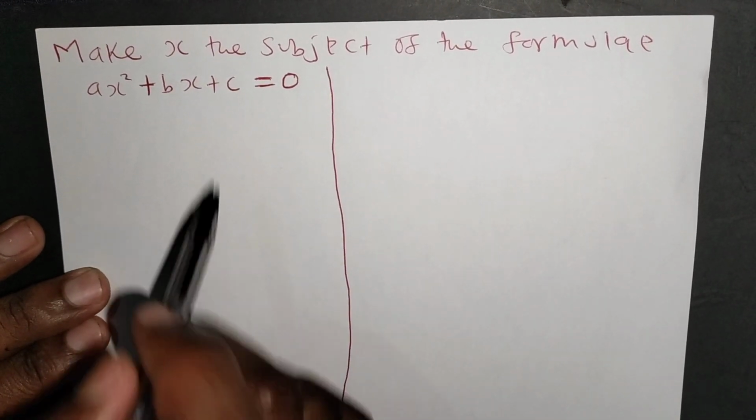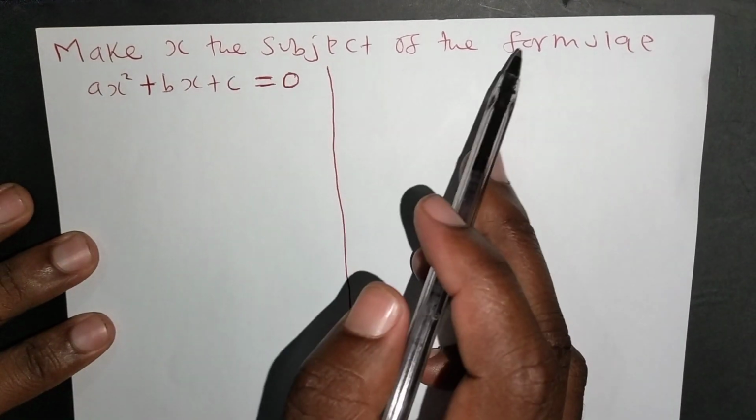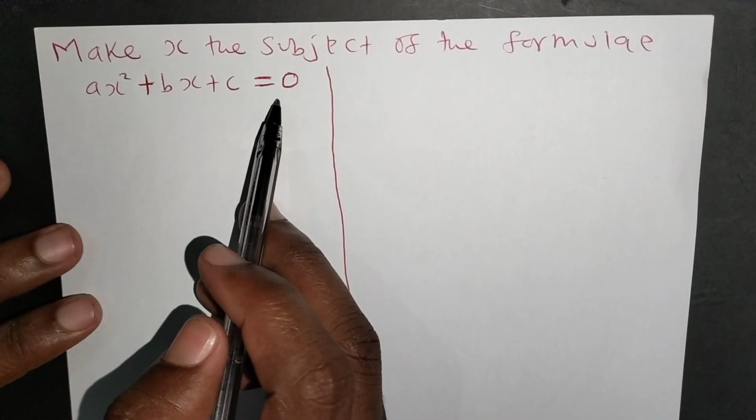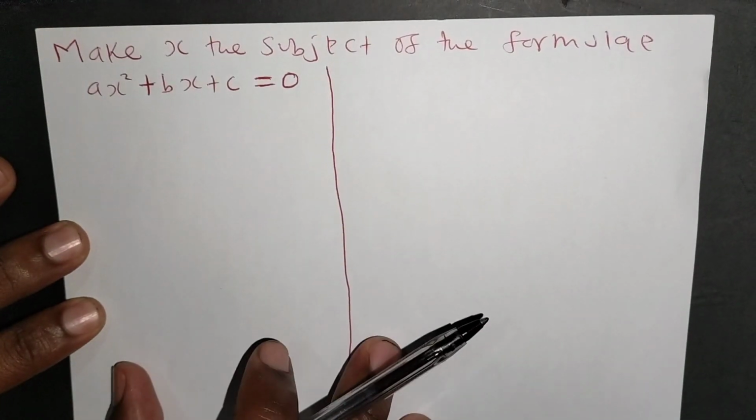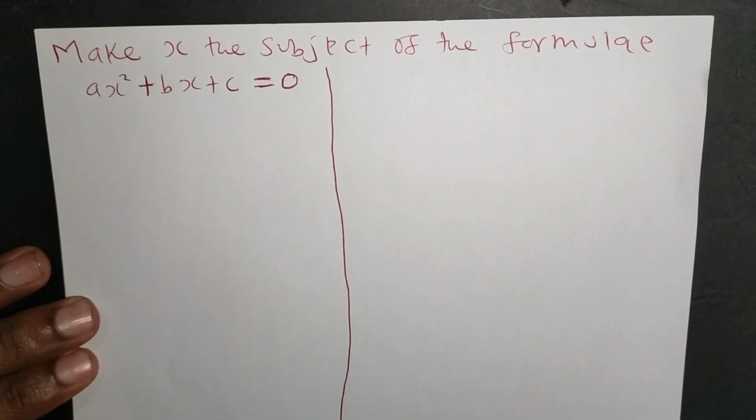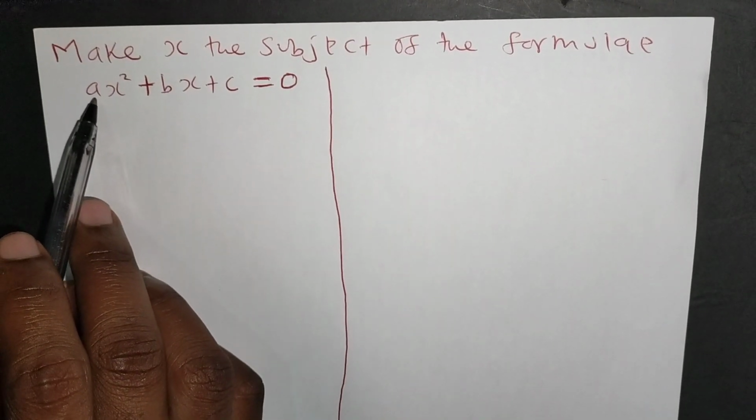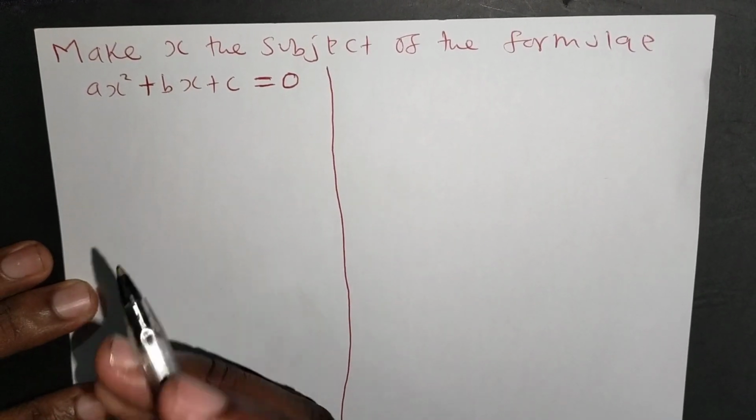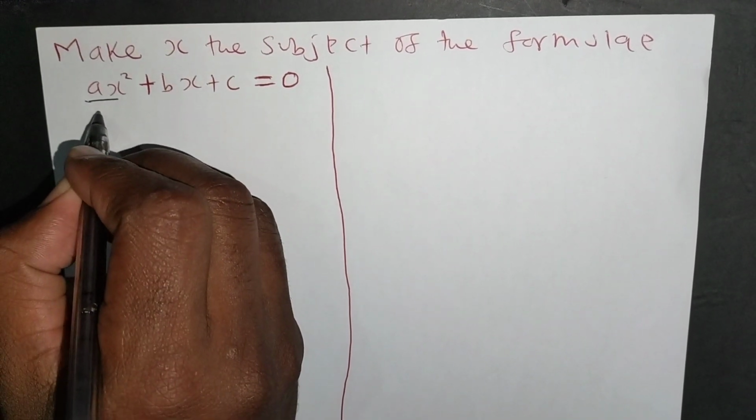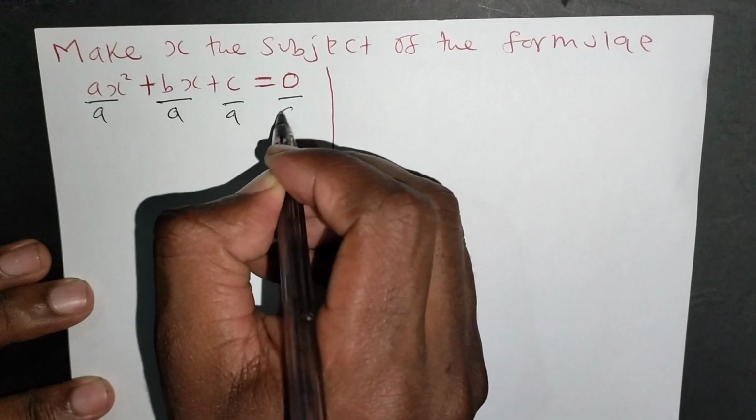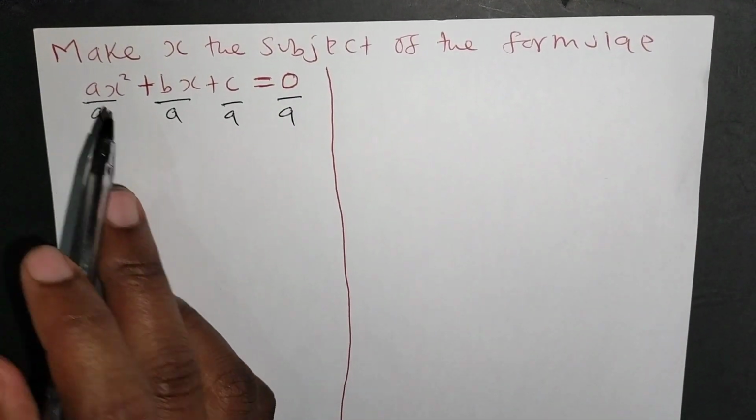Welcome to today's class. Today we want to make x the subject of the formula ax squared plus bx plus c is equal to 0. To achieve that, we are going to use the completing square method, whereby the first step is to ensure that the coefficient of x squared is 1. To ensure that, we divide each and every term by a, so that the coefficient of x squared is 1.